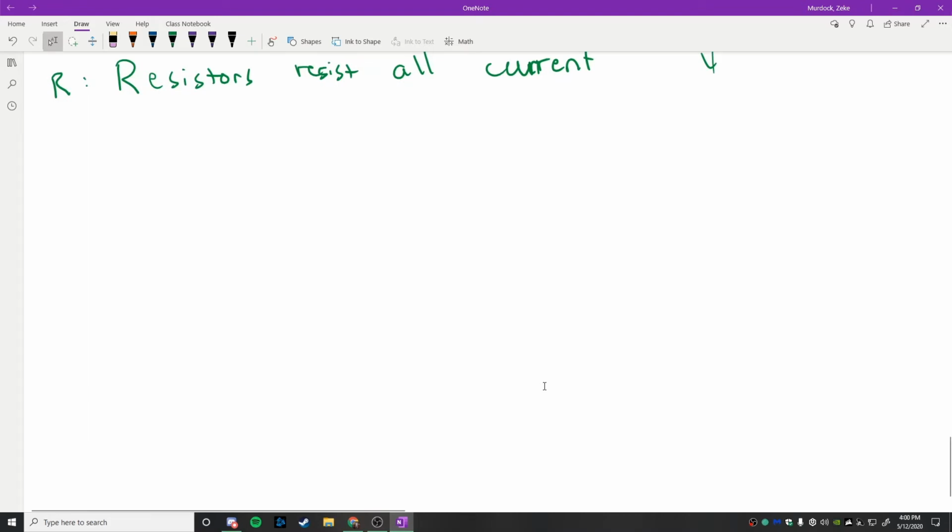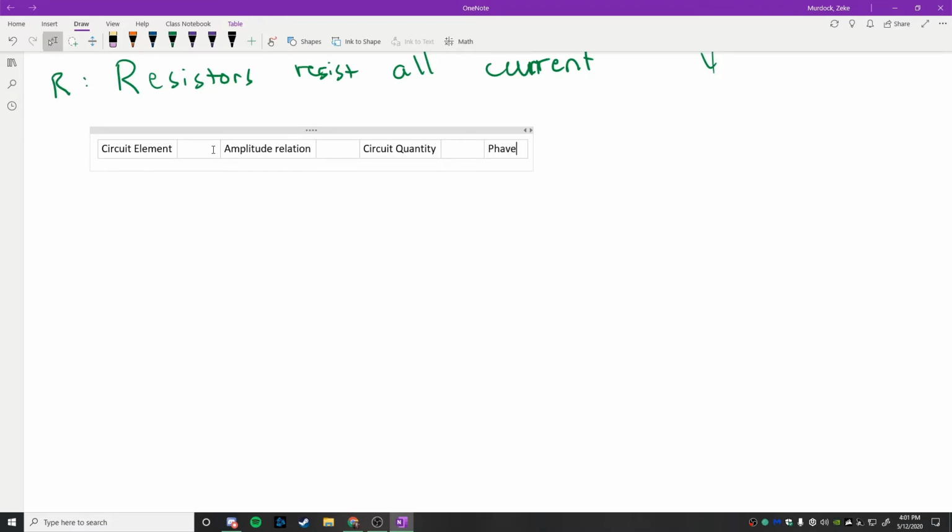Now we can put all this stuff together. I'm just going to type out in a table what we know right here. So we have basically a set of things here. We've got a circuit element, we've got an amplitude relation, we've got the circuit quantity, and we've got the phase of the voltage as a function of time.